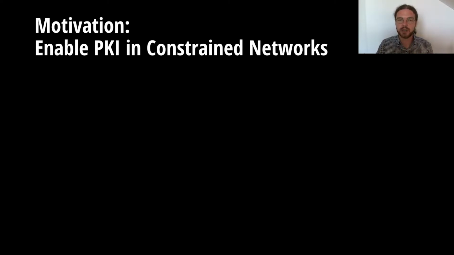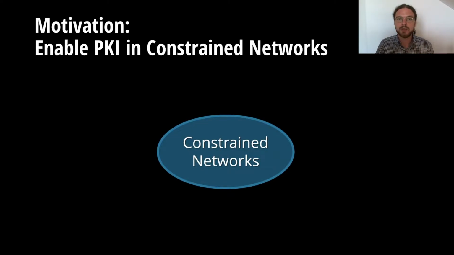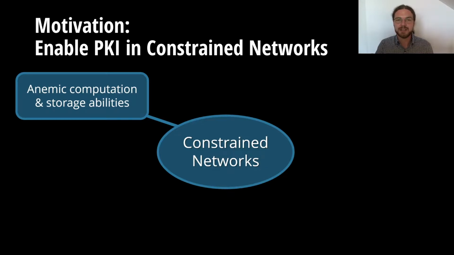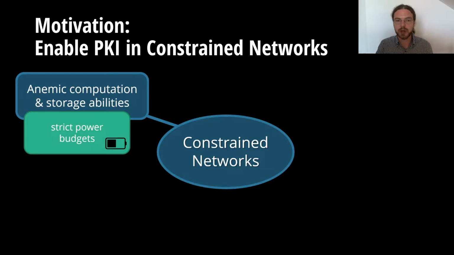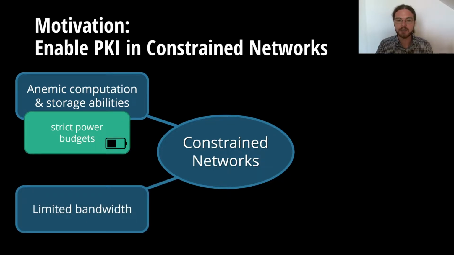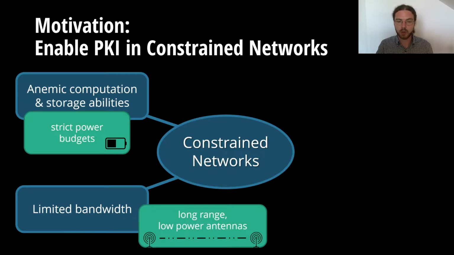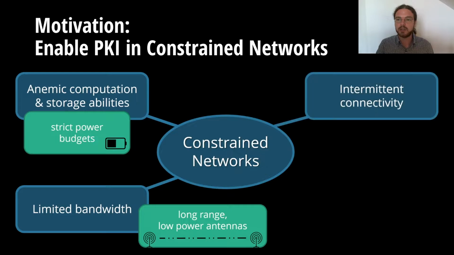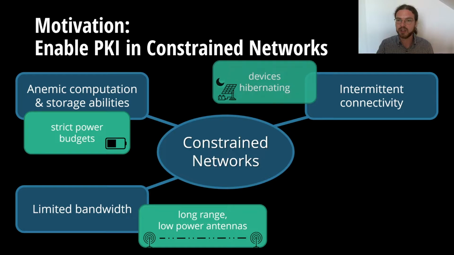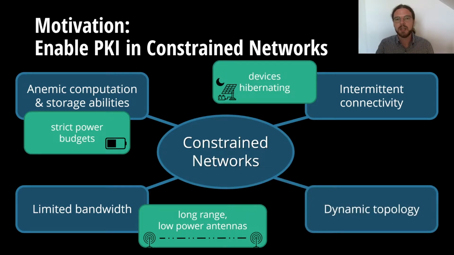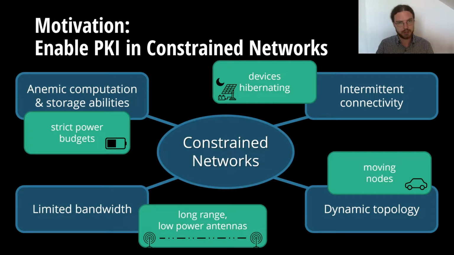So our motivation for this work was to enable public key infrastructures in constrained networks. So how are constrained networks defined? Well, for one, they usually consist of devices with anemic computation and storage abilities. This can be, for example, due to strict power budgets. On the other hand, these devices often also have limited bandwidth, which can be, for example, due to long-range, low-power antennas. Then these devices may also experience intermittent connectivity, for example, because they need to hibernate to conserve power. And then there might be also dynamic topology, which simply could be due to moving nodes.